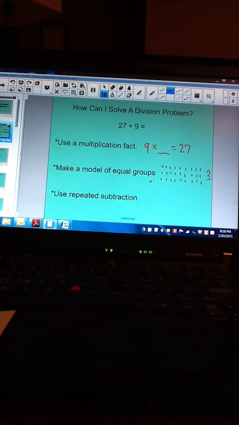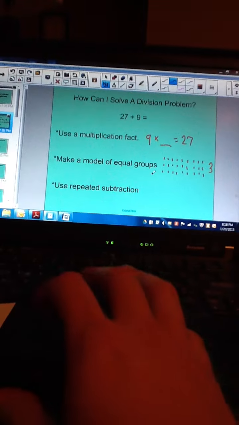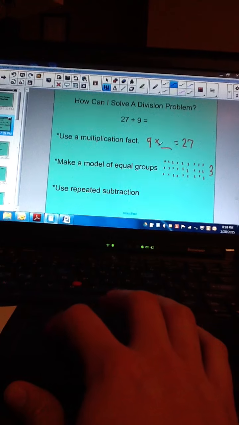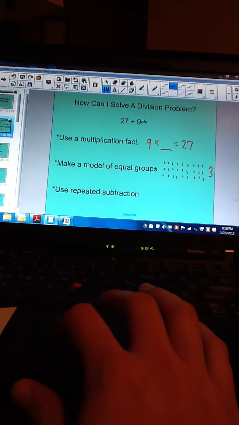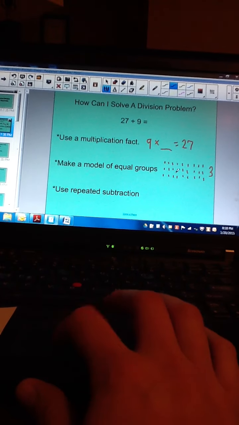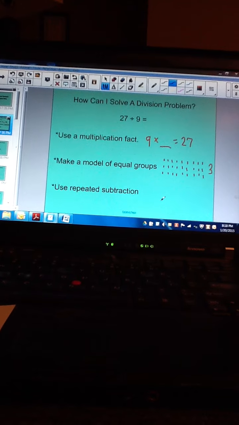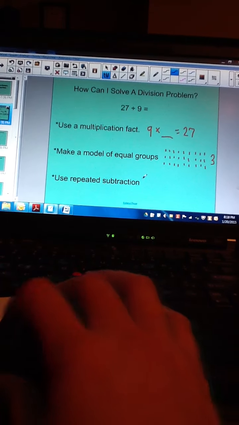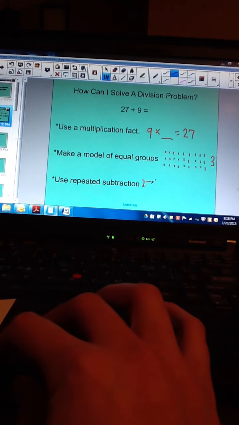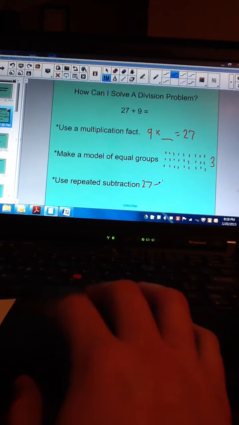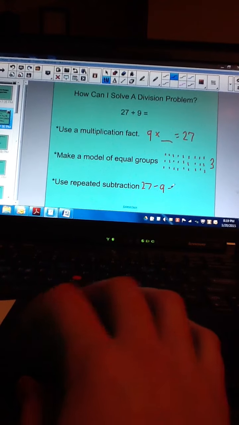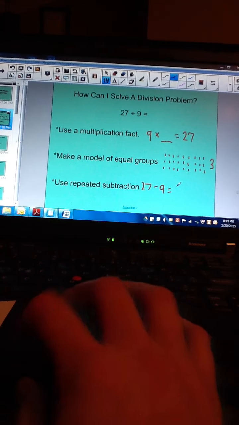But let's say I don't like that strategy. I didn't really like the multiplication strategy, even though I know that multiplication is the inverse, or the opposite, of division. And I didn't like the model of equal groups. Another strategy I could use is repeated subtraction. I could start at 27 and subtract 9. And 27 minus 9 equals, hopefully you said 18.